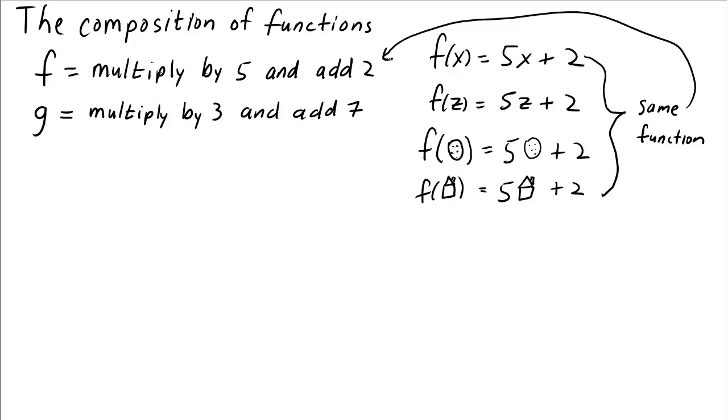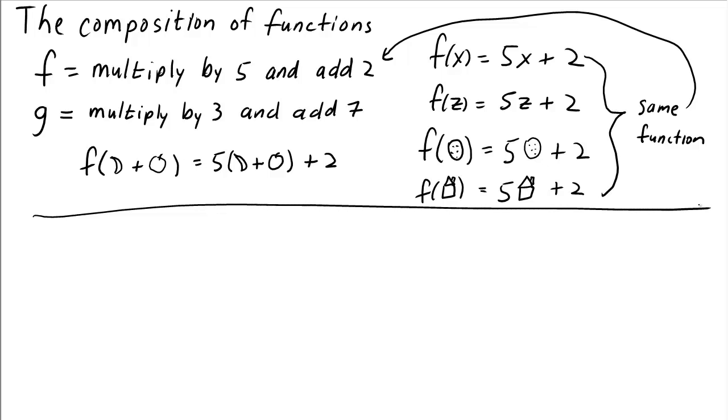But the important thing is, f is a function. It takes whatever its input is, multiplies it by 5, and adds 2. So if I asked you what is f of a banana plus an apple, that would just equal 5 times a banana plus an apple plus 2.